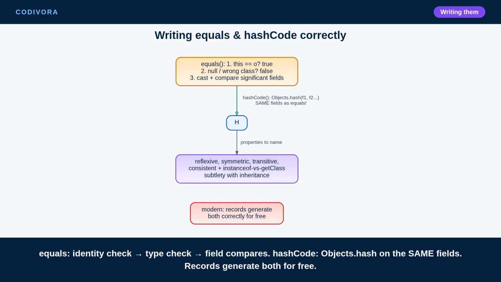Instanceof lets subclasses compare equal, but risks breaking symmetry. GetClass is strict. And the modern answer that earns points: records generate correct equals and hashCode for free. So for value objects, just use a record. Also, never use mutable fields in hashCode. Mutate a key after insertion and it's lost. Our collections video's warning. Explained.